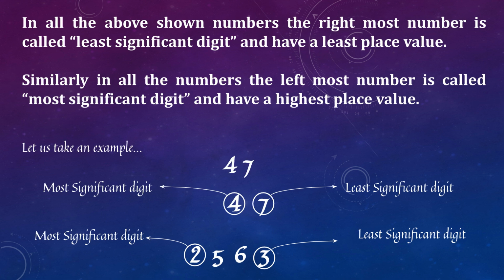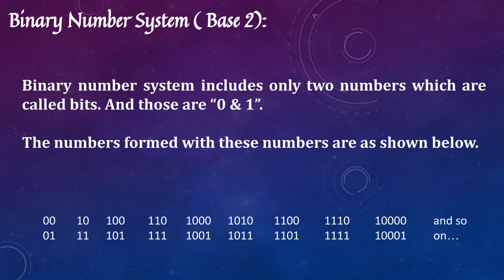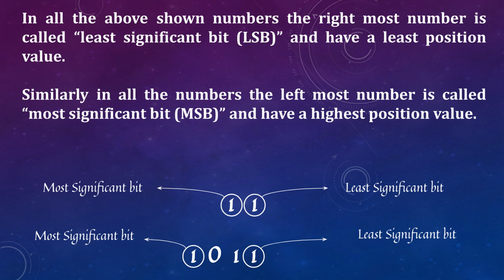The binary number system, or base 2, includes only two numbers, 0 and 1, called bits. Since the digits are limited to 0 and 1, numbers 2 through 9 are not used. The numbers formed with these bits are shown here, continuing with increasing place values. In binary numbers, the rightmost bit is the least significant bit, or LSB, with the lowest position value. The leftmost bit is the most significant bit, or MSB, with the highest position value. This is illustrated with the binary numbers 11 and 1011.